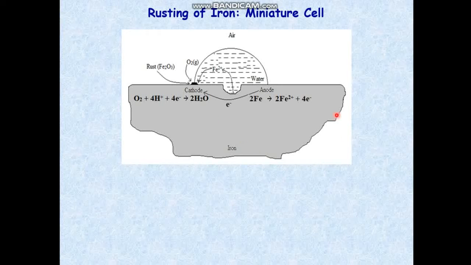So here is the iron surface on which a droplet of water is shown. At the point of contact where water, air and iron are in contact with each other, two half cells are formed. In one part, iron is releasing electrons. On the other hand, these electrons are being accepted by aerial oxygen with the help of protons to produce water. So this is the anodic reaction and this is the cathodic reaction.